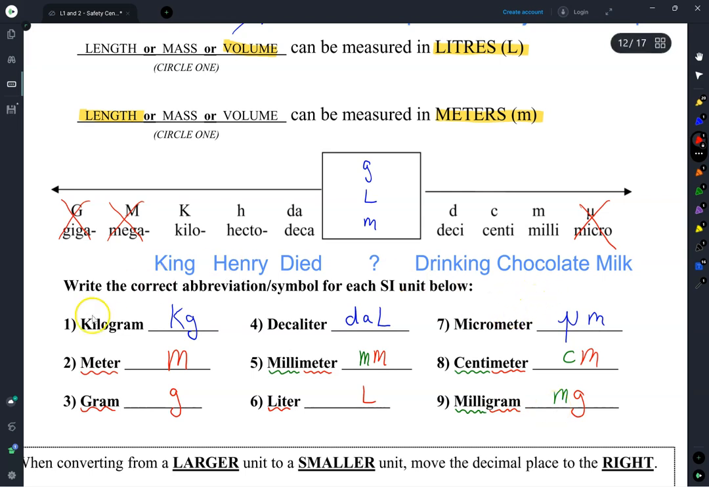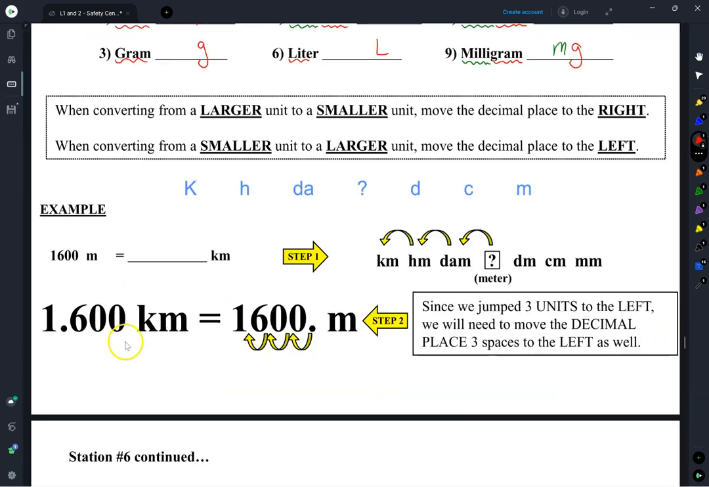Alright, now that we know how to write out the symbols, let's do some metric conversion. In this example, we want to convert 1,600 meters into kilometers. Since the base unit is meters, I'm going to change our question mark into meters as well because we are measuring distance. Now, in the metric system, when we're converting from one unit to another, all we're doing is just moving the decimal place. That's it.